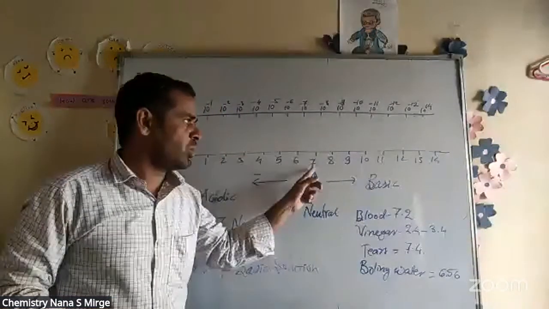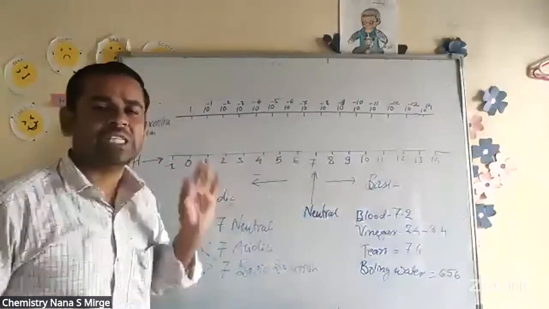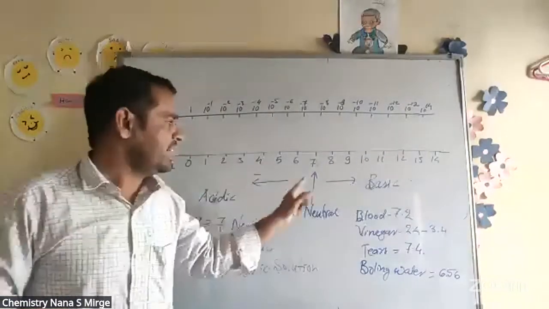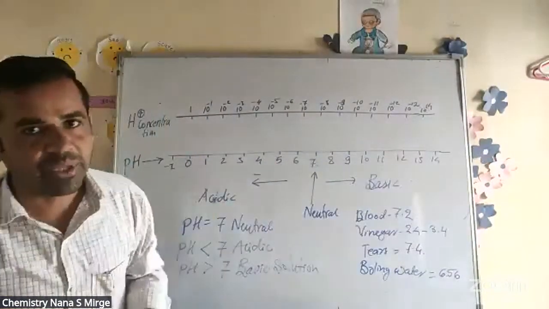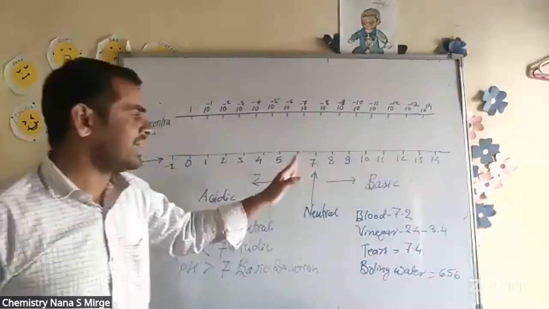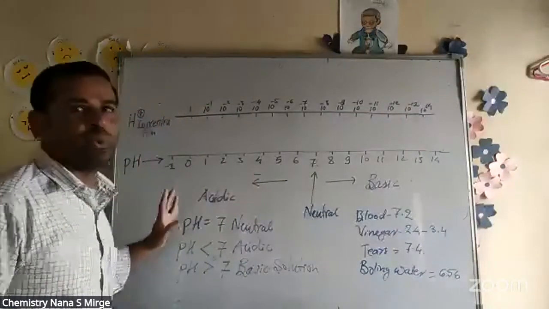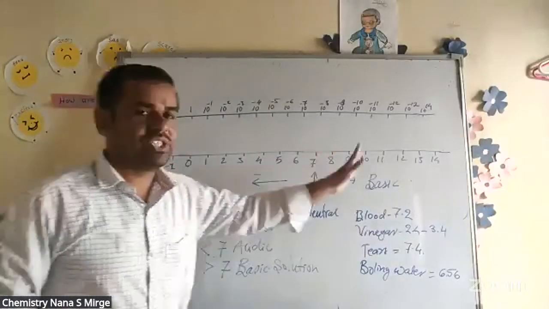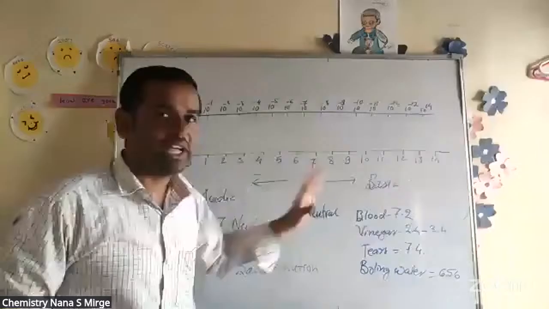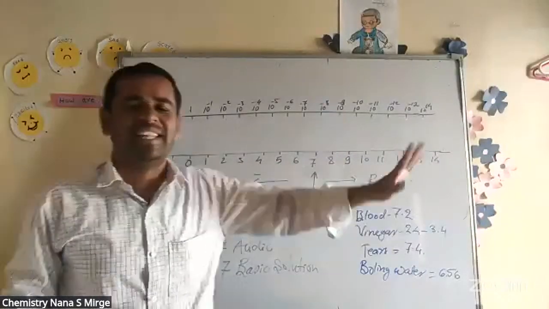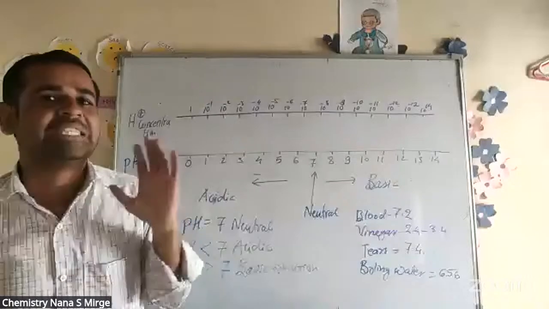When pH is exactly 7, that means our solution or your compound is neutral. If the pH is greater than 7, you have a basic solution. If it is less than 7, it is an acidic solution. Sorry, I said it the wrong way. If pH is less than 7 then it is acidic, and if it is more than 7 then it is basic. Any doubt? Please tell me, I will clear it.